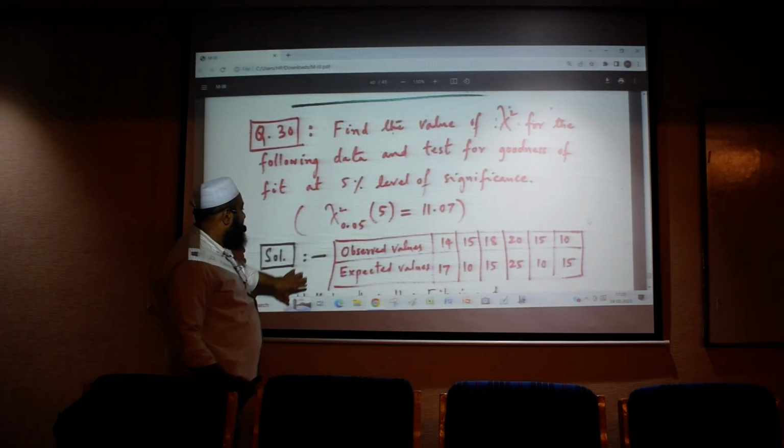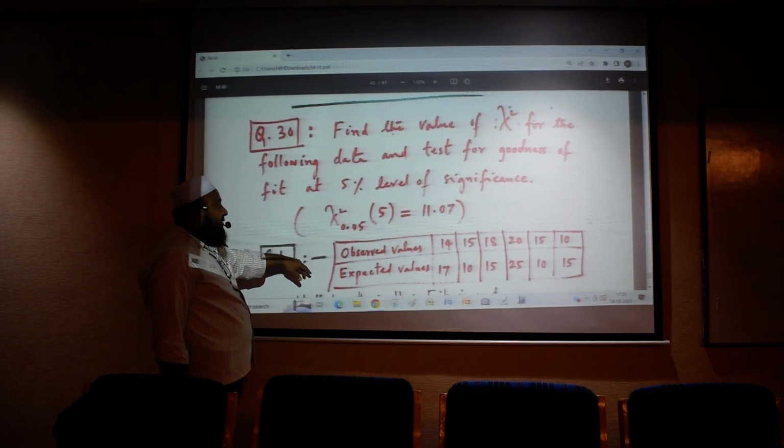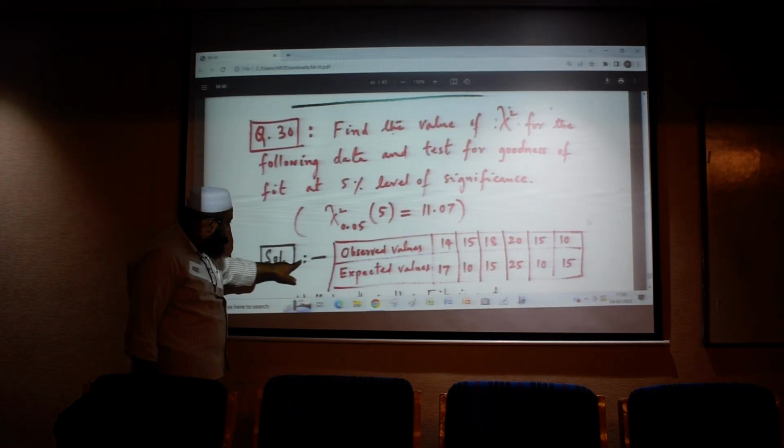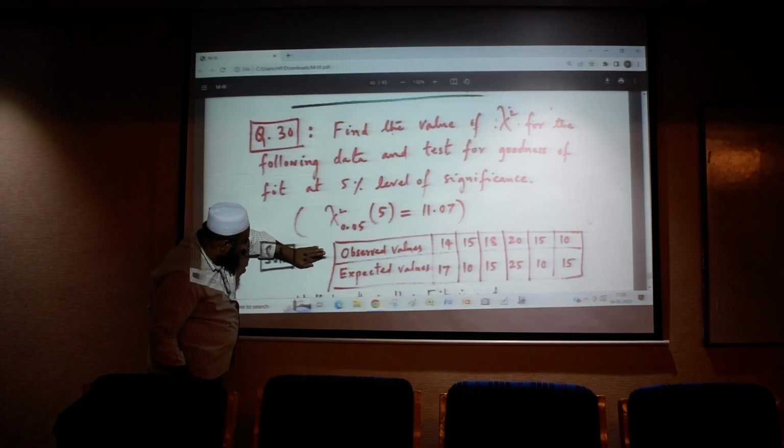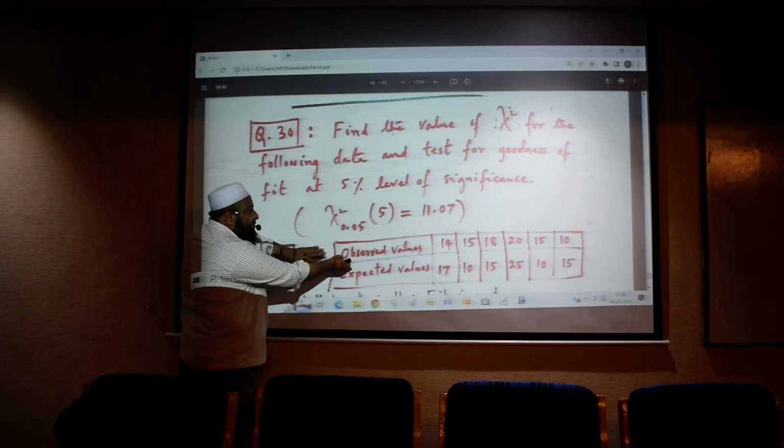Now, it is just simply given data. Actually, it is written as solution here, but the solution starts from the next line. It is a part of the question.